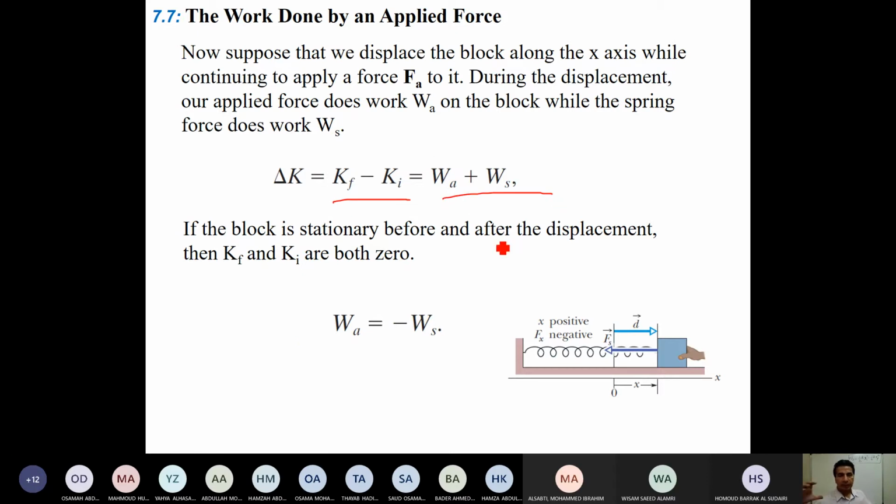Whenever you are pulling the block outward, you are applying a force, and the spring force is in the opposite direction. If you are pushing the block, you are applying your force in this direction, and the spring force will be in the opposite direction. So all the time, your applied force and the spring force are completely in opposite directions. By the work energy theorem, if the net energy change is 0, then your work done by your applied force is equal to the negative of the work done by the spring force.